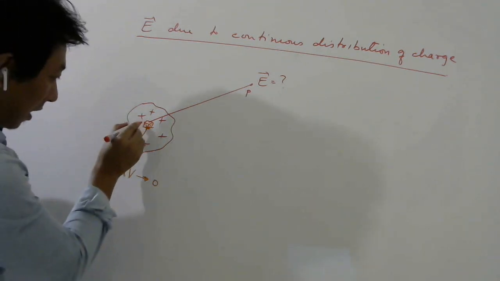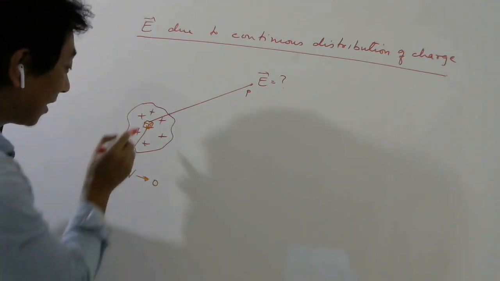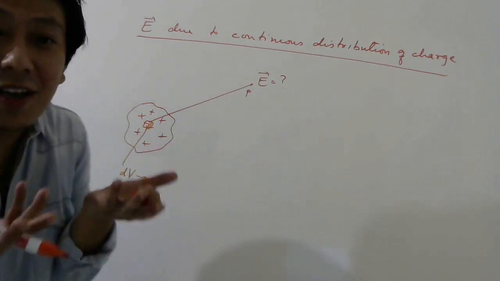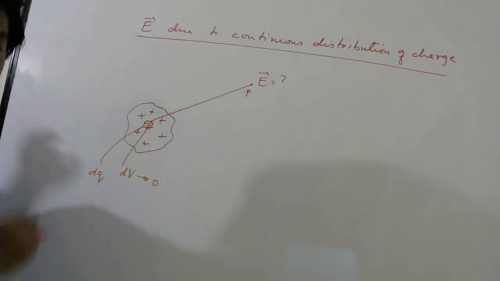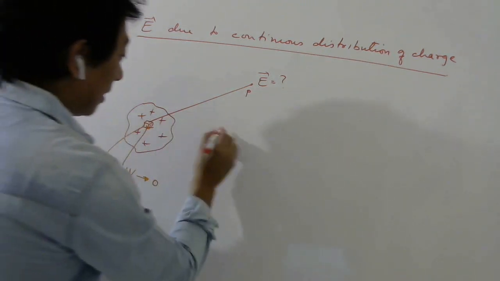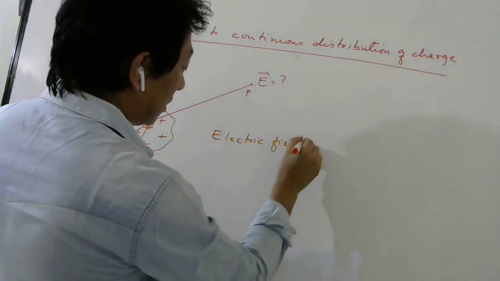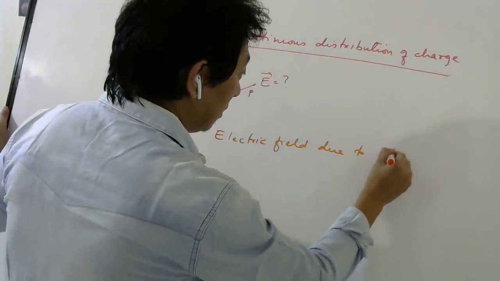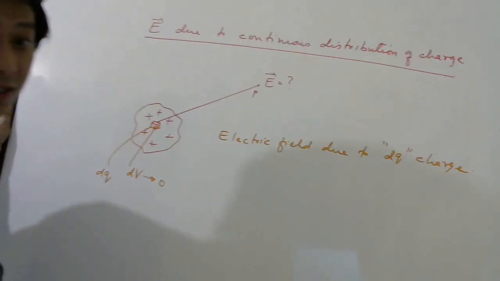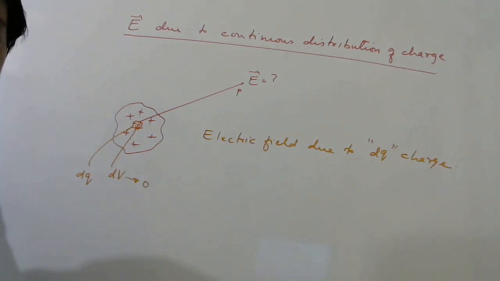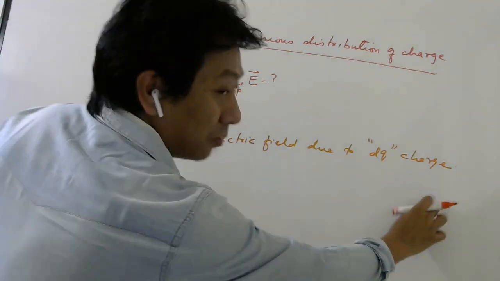So if I take an extremely small volume whose size tends to 0, then I can consider this almost like a point charge. And whatever charge it has, let us say dq. Yes or no, students? So then the electric field due to dq charge. Since this is a dq charge, this is like what charge now? A point charge. So for a point charge I can use the formula which I wrote before.